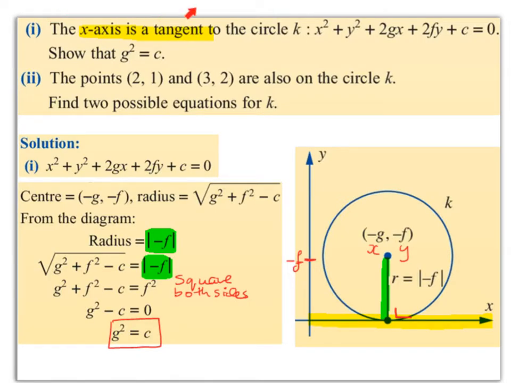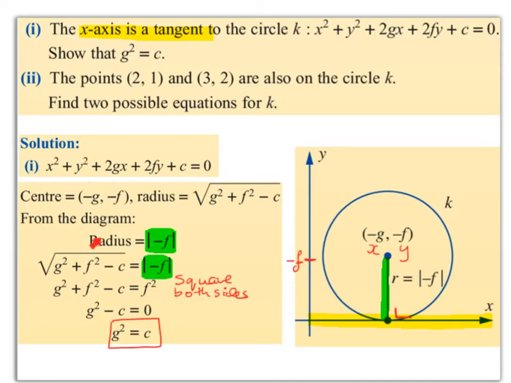The x-axis is a tangent to the circle K: x squared plus y squared plus 2gx plus 2fy plus c is equal to 0. Show that g squared is equal to c. So our equation is x squared plus y squared plus 2gx plus 2fy plus c is equal to 0. The centre we know is minus g, minus f. The minus g is our x value, the minus f is our y value. The radius is equal to the formula, the square root of g squared plus f squared minus c.